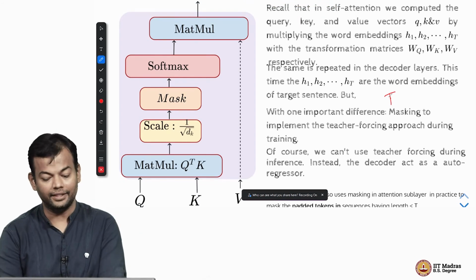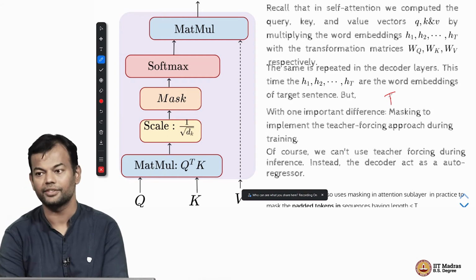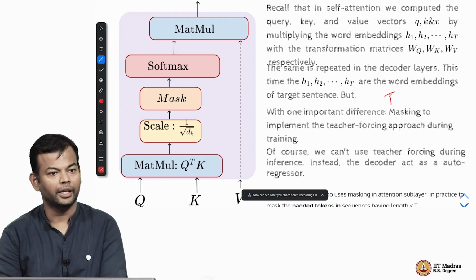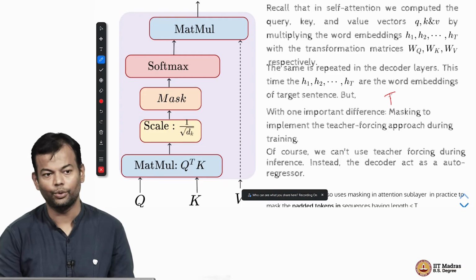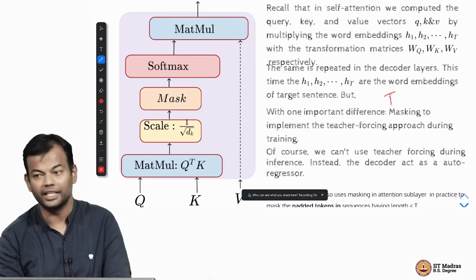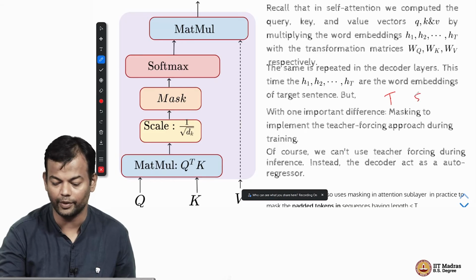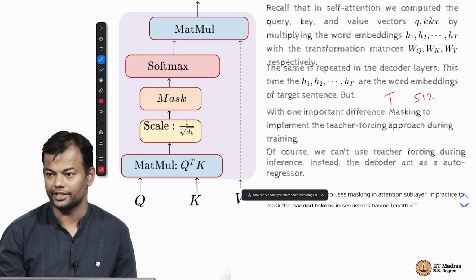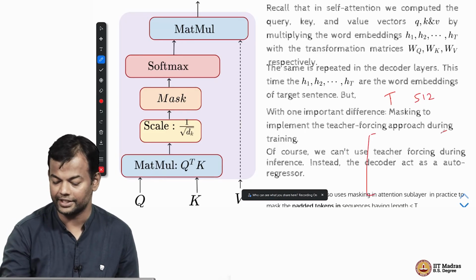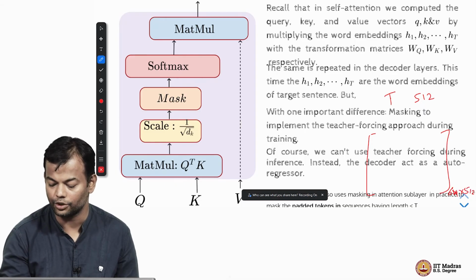So what I was saying is that while we are talking about masking in the context of the decoder, it also happens in the encoder. In the encoder, you will assume there's a max sequence length. Suppose the max sequence length is 512, and you have a batch size of 64. That means you'll have 64 inputs and each would be of length 512.